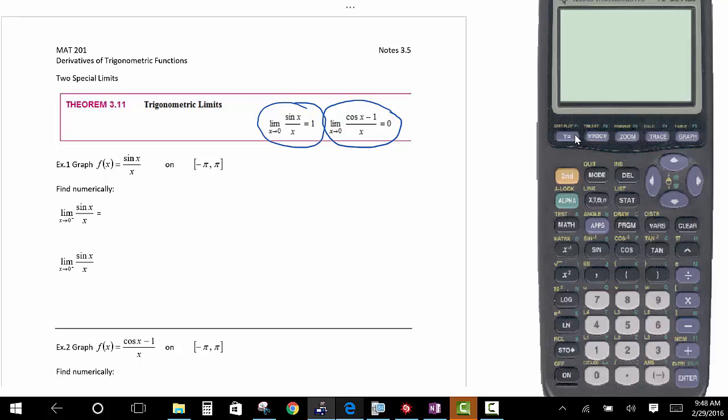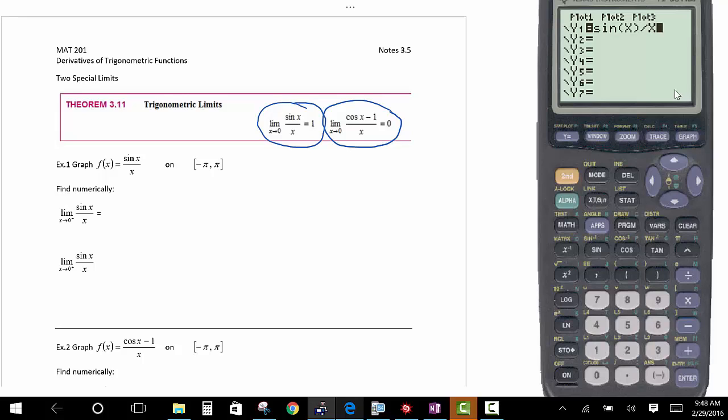In y1, I want you to put this in like this. Just put sine x, be sure you close parentheses, then divide by x. And we're going to graph that on the window negative pi to pi.